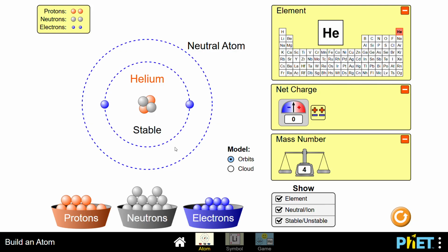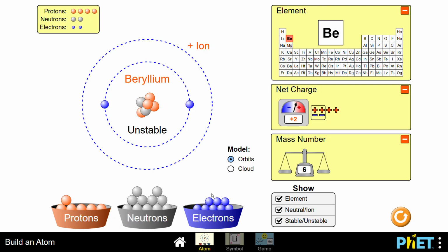Let's try for beryllium. Adding one more, adding one more. It's lithium. Adding one more. It's beryllium. Is it stable? No, it's not stable. Because look here: there are 4 protons, there are only 2 neutrons, and there are only 2 electrons. So we need to make it stable by adding a few more electrons. How many electrons do we have to add now to make it an atom? Yes, we have to add 2 more electrons.